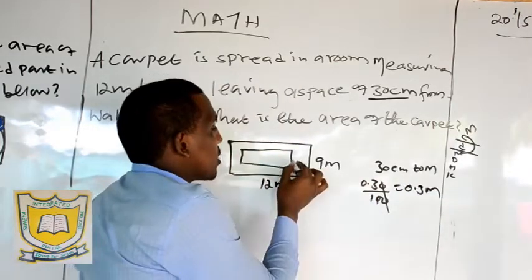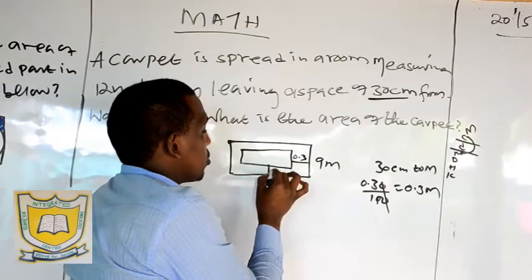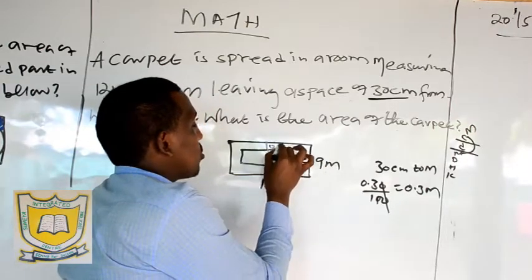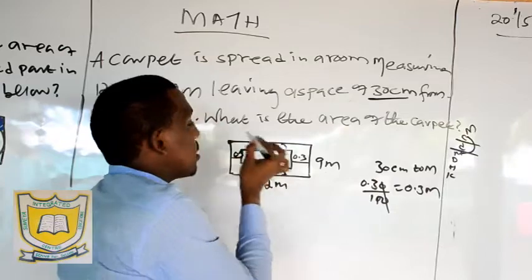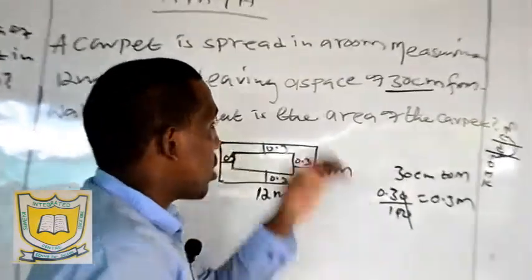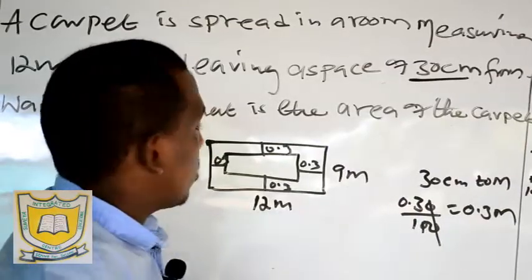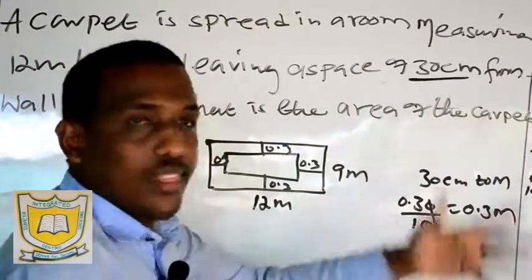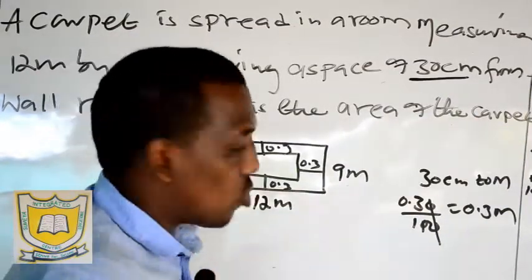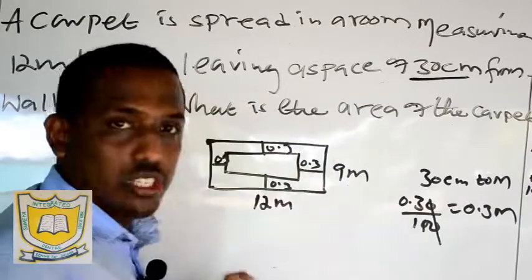So now the spaces are 0.3 meters, 0.3 meters, 0.3 meters, 0.3 meters, spaces all around. Sometimes they will tell you the margin was left or a path. So a path, space, or margin, all are the same. If you hear that, you just sketch the figure like this.